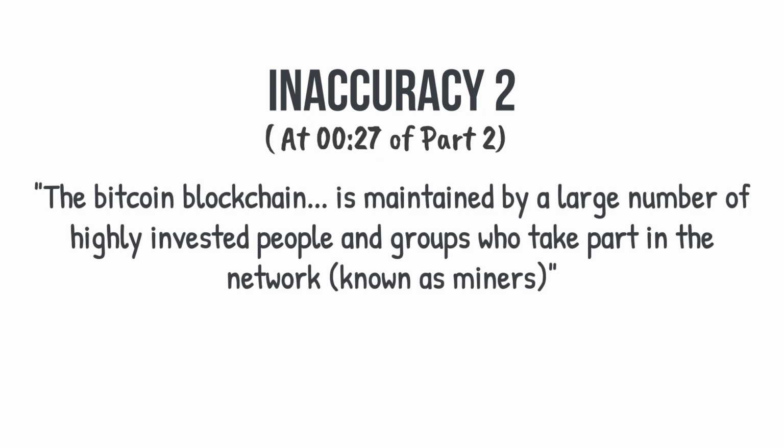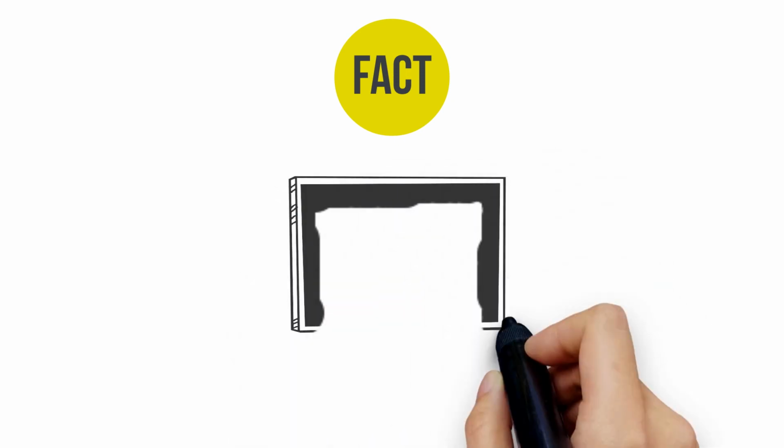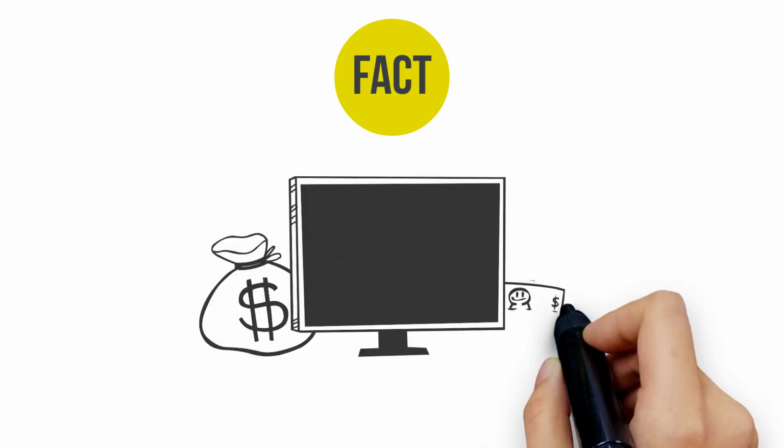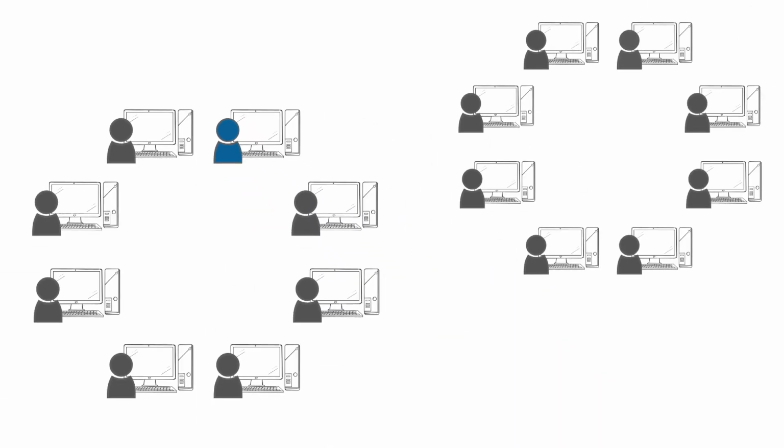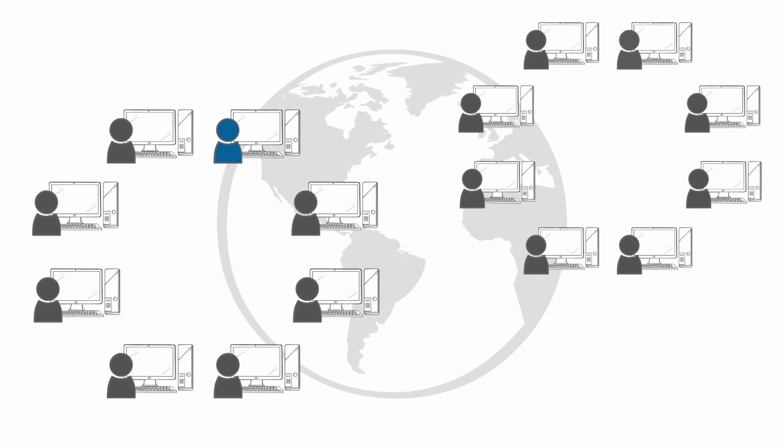Inaccuracy 2. At 27 seconds of part 2, I said, the Bitcoin blockchain is maintained by a large number of highly invested people and groups who take part in the network, known as miners. The correct fact is, not every miner who takes part in the Bitcoin network needs to be highly invested. Many smaller miners who work as part of a larger mining pool have not necessarily spent huge amounts of money on their equipment. Many mining groups, however, are heavily invested and they are located all over the world.